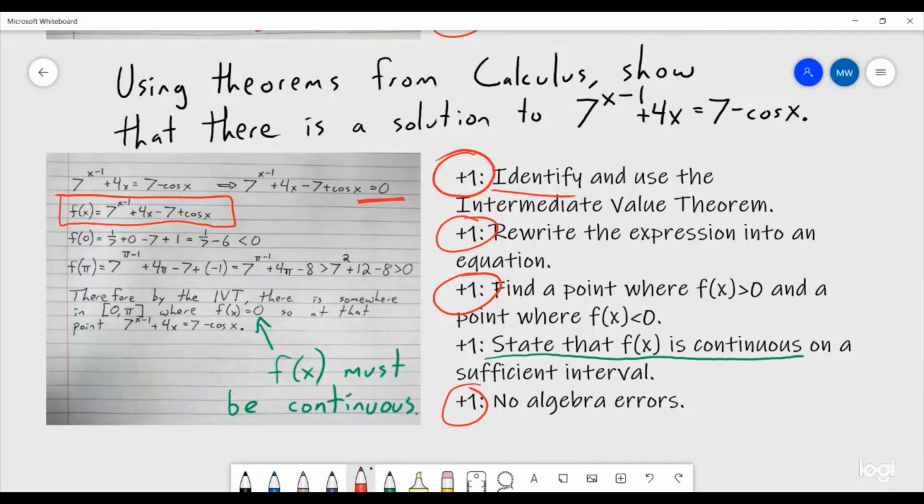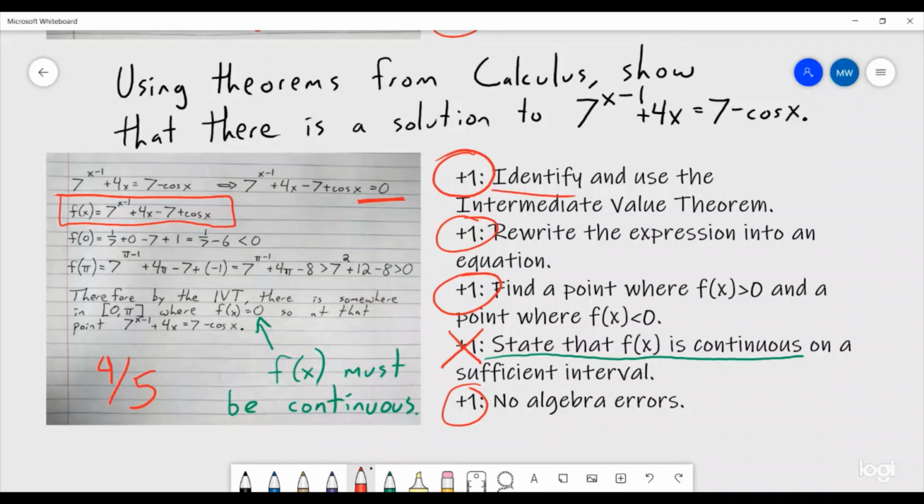So as close as they were, this problem is getting 4 out of 5. It is very close, but they did not state that f was continuous, and therefore they did not completely finish the problem. They did not satisfy all the conditions that are needed in order to use the intermediate value theorem.